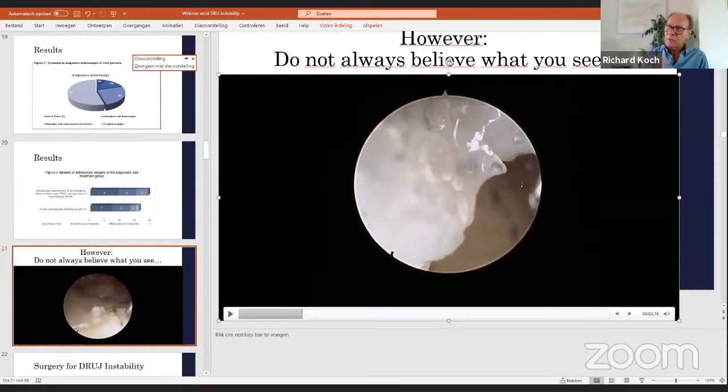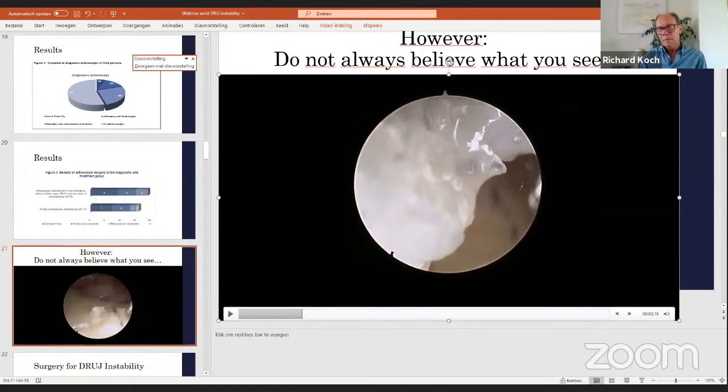Because I think the good thing about a transosseous stitch is that you really hook the stitch and bring it down towards the ulnar head. I always ream the ulnar head also to get rid of the sclerosis or the cartilage which is there, so that you have good contact between the soft tissues of the TFC and the ulnar head. And that usually helps with a long-standing, stable result.